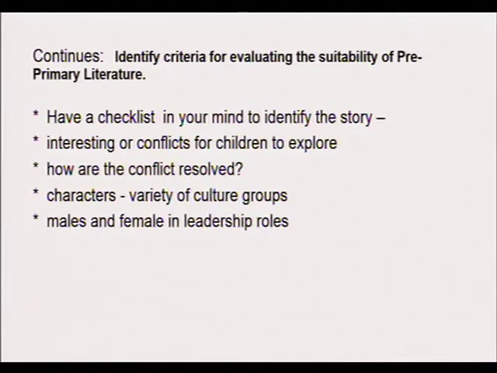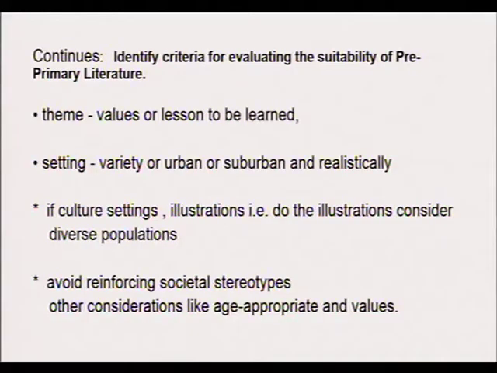Those are all things you need to ask when you evaluate a book. We can also have a checklist in your mind to identify the story, interesting conflicts for children to explore, how the conflicts are resolved. Characters, a variety of culture groups, males and females must always be included in the story, not only one gender, and see if they are in leadership roles. Then the theme, values or lesson to be learned, the setting, again, a variety of urban and suburban, is it realistic? If there are culture settings, are the illustrations also a diverse population? Avoid reinforcing stereotype social groups, and consider other things like age appropriateness and values.